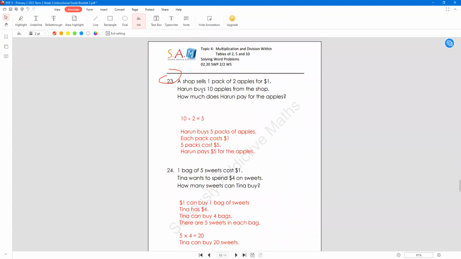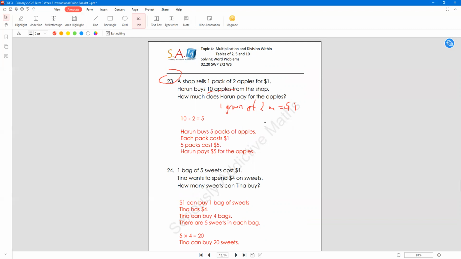This is the harder one. A shop sells one pack of 2 apples for $1, so 2 apples equals $1, and Harun buys 10 apples from the shop. How much does Harun pay for the apples? So you might want to write for them: one group of 2 apples is equal to $1. So the first thing that we need to know is he bought 10 apples.